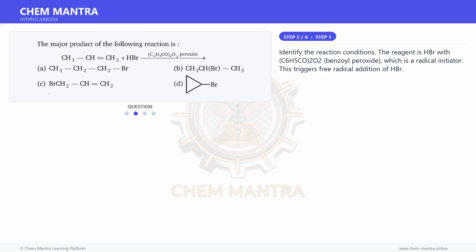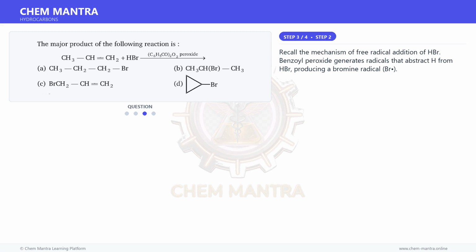Identify the reaction conditions. The reagent is HBr with (C6H5COO)2, benzoyl peroxide, which is a radical initiator. This triggers free radical addition of HBr. Moving on to the next step.